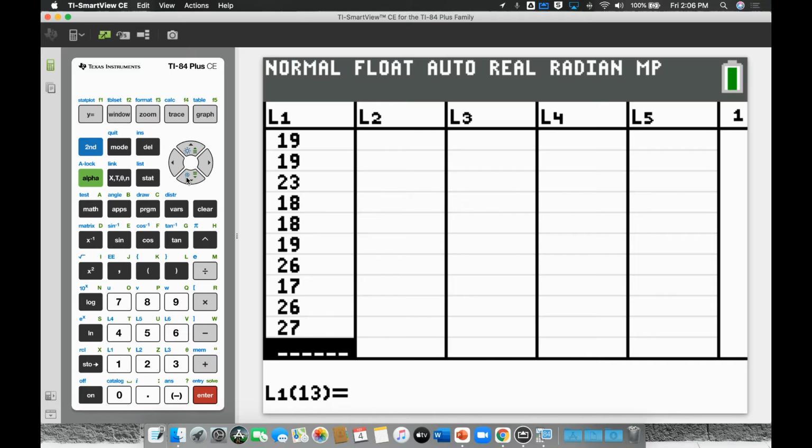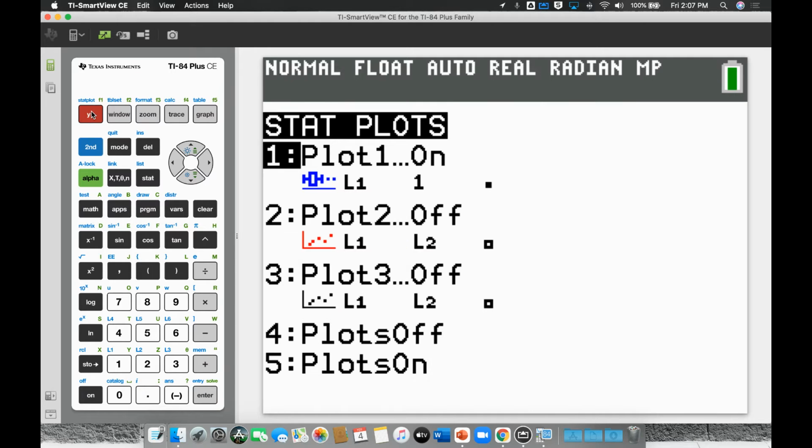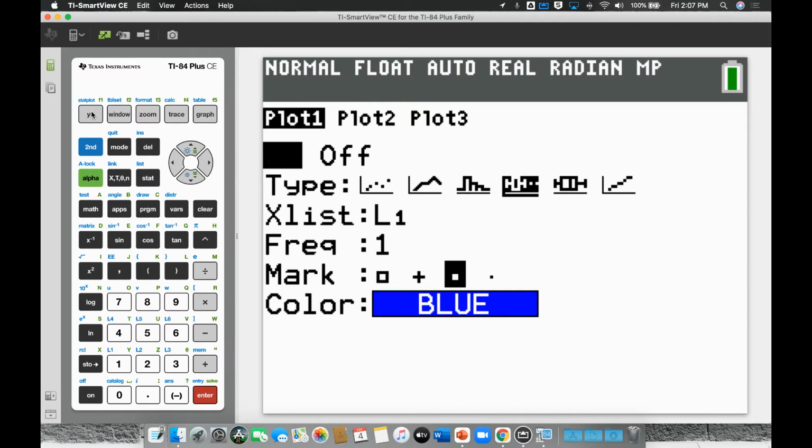Now we want to graph. Stat plot, which is second, y equals. That's where all the graphs are. 1, 2, and 3 are the plots. We'll use 1 since it's the only graph we're going to have. Make sure it says on, and it's blinking on, or else it won't show.